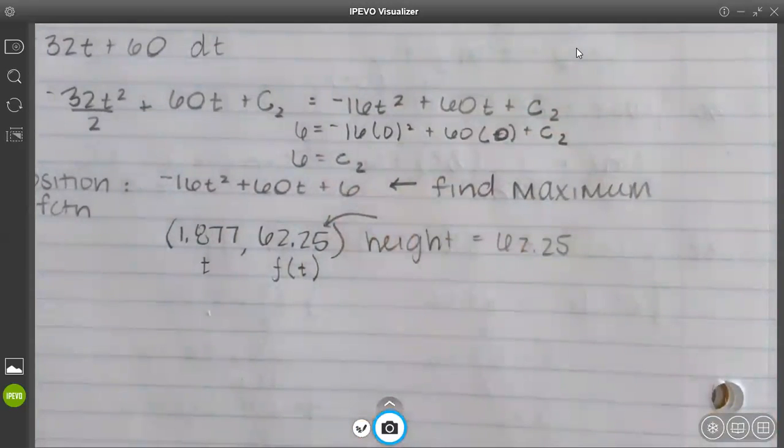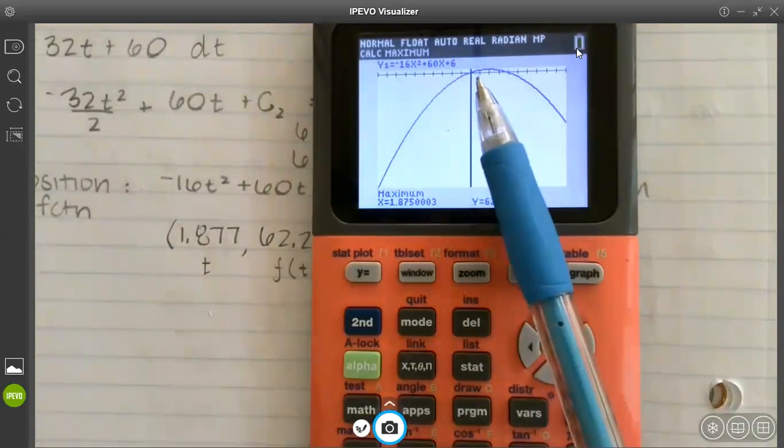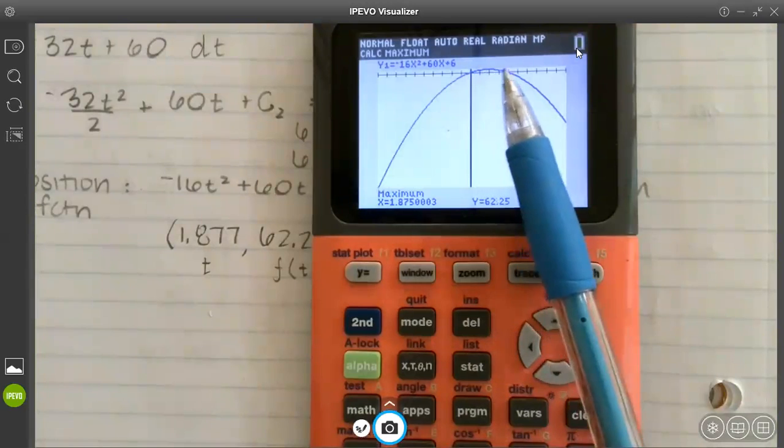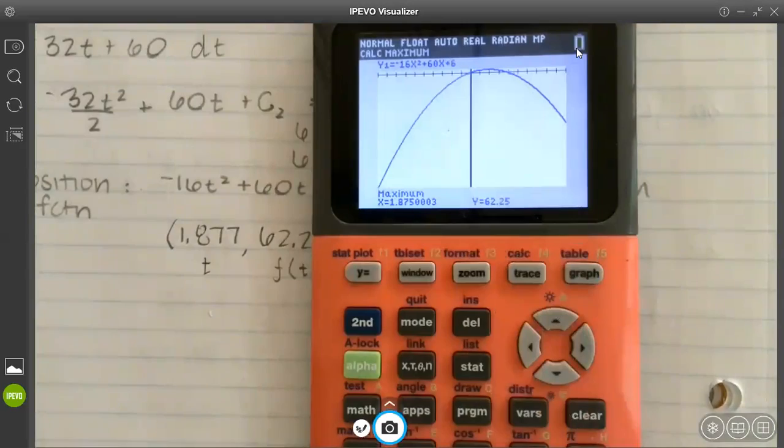Now, if they asked you how long it took to get to the maximum height, what's our answer? 1.87. What if it asked you how long it took to hit the ground? What would you have to find? One of the x-intercepts, right? What about your initial height? It's gonna be your other x-intercept. So this one would be your initial height. This would be when it hits the ground. Does everybody understand that? And then the maximum height. All right.